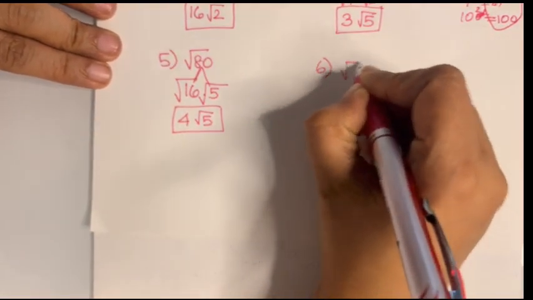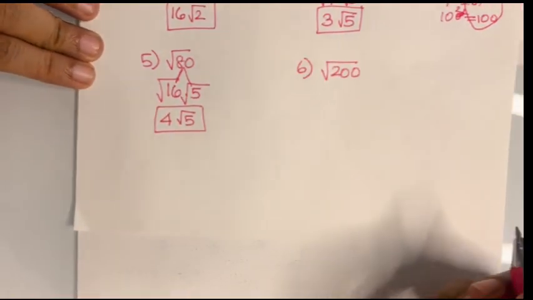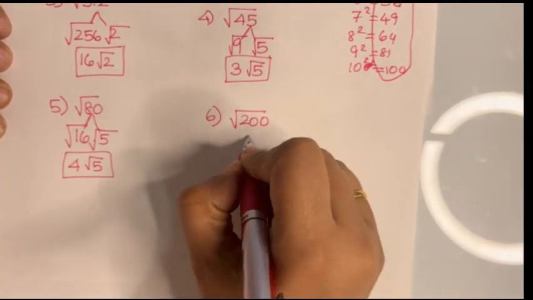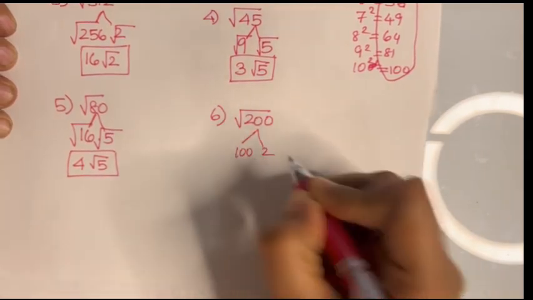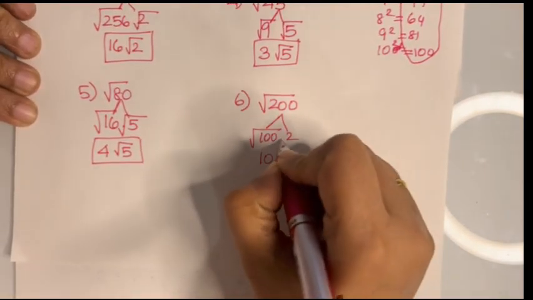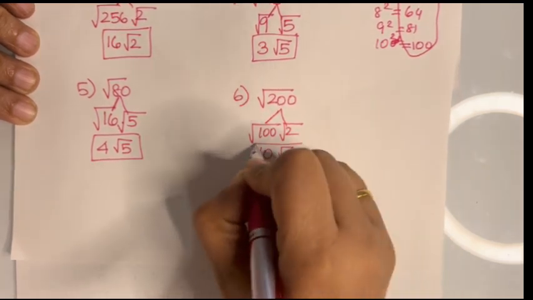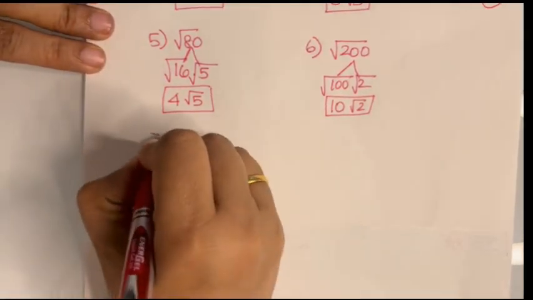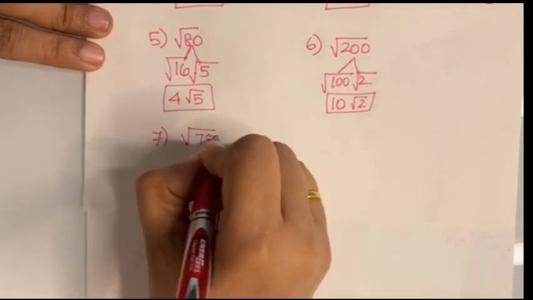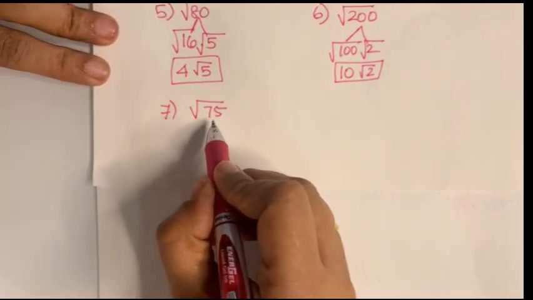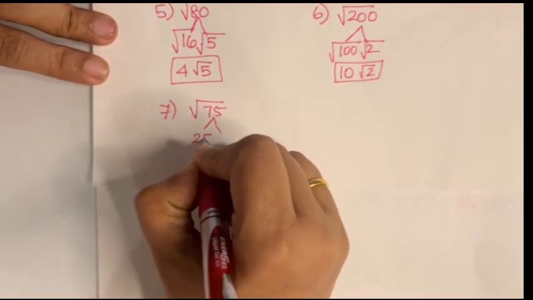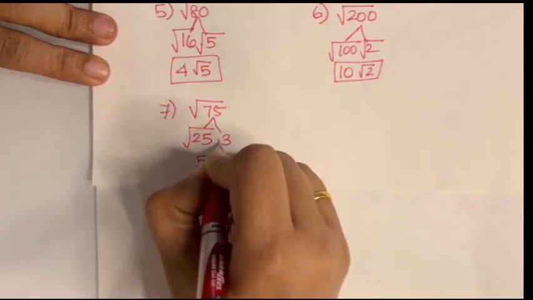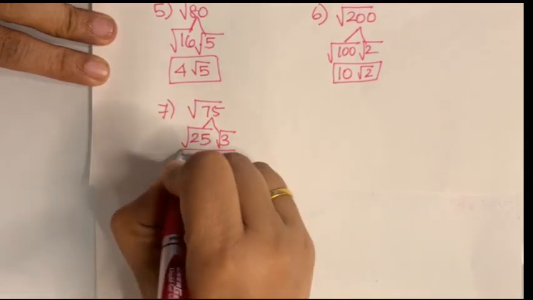Another easy one, square root of 200. What perfect square goes into 200? 100 goes into 200 twice. So square root of 100 is 10. Square root of 2 is square root of 2. That is the simplified radical we have. Next, square root of 75. What perfect square goes into 75 evenly is 25. 25 goes into 75 3 times. Square root of 25 is 5. Square root of 3 stays as square root of 3.